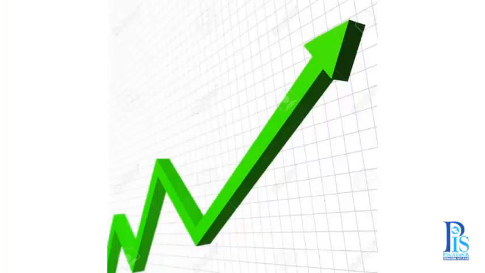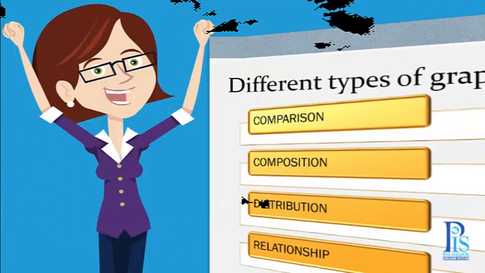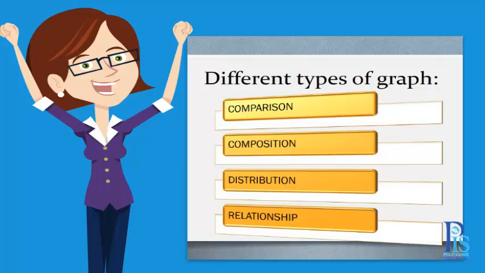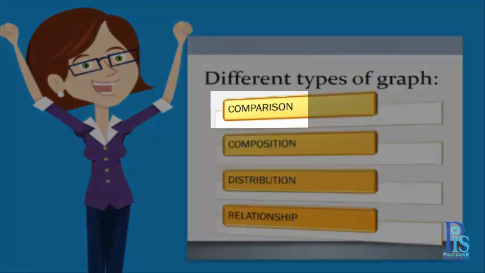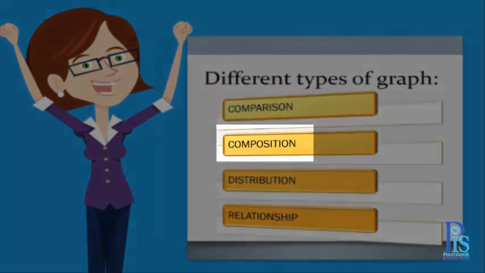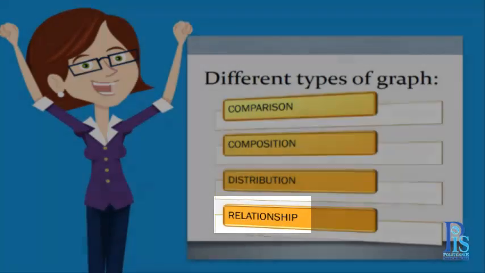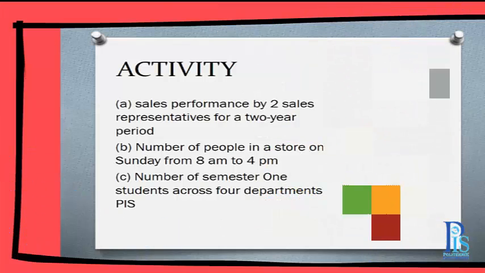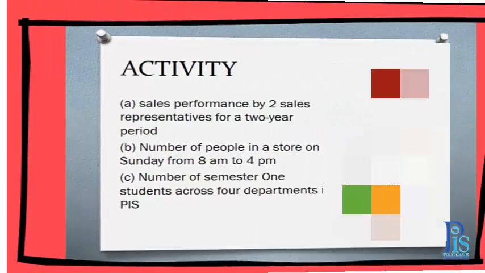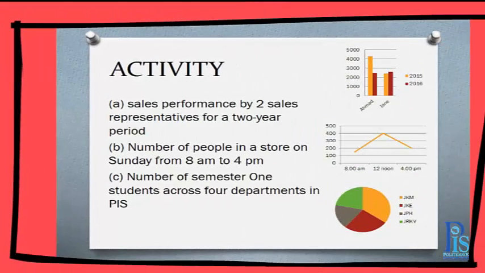Hi students, in this unit, we will learn how to identify and create suitable graphs and charts to be used. Different types of graph are used for different situations. There are 4 basic presentation types that you can use to present your data: comparison, composition, distribution, and relationship. Let's try this out. Try to state the best graph for presenting the following data. Now let's check the answers. Did you get them right?